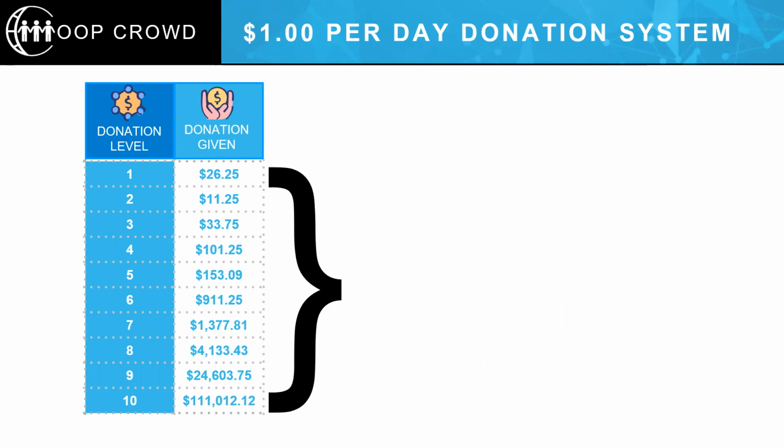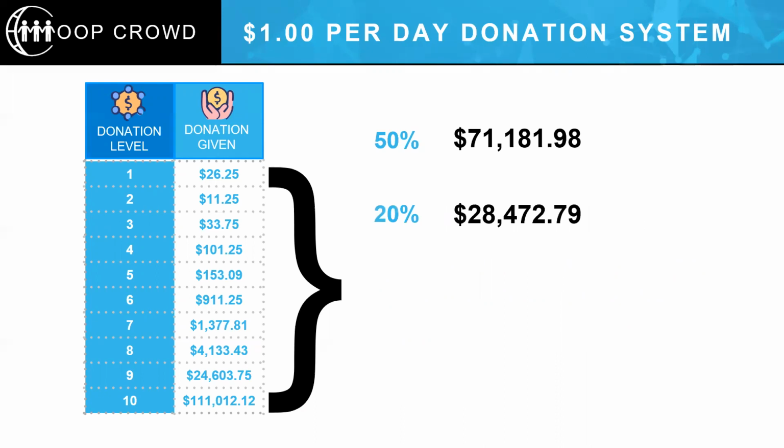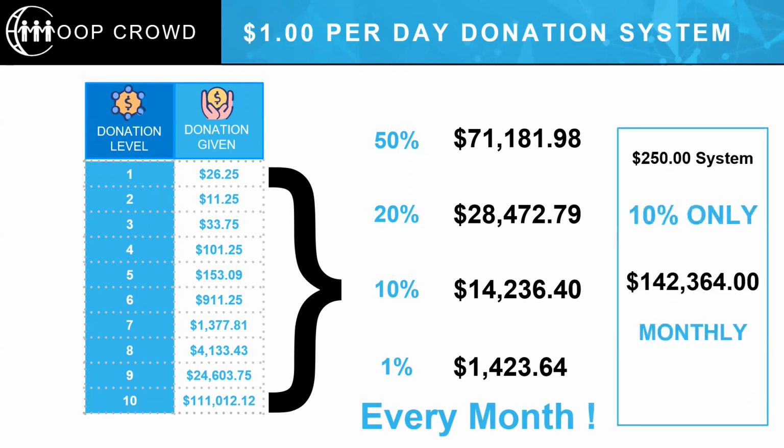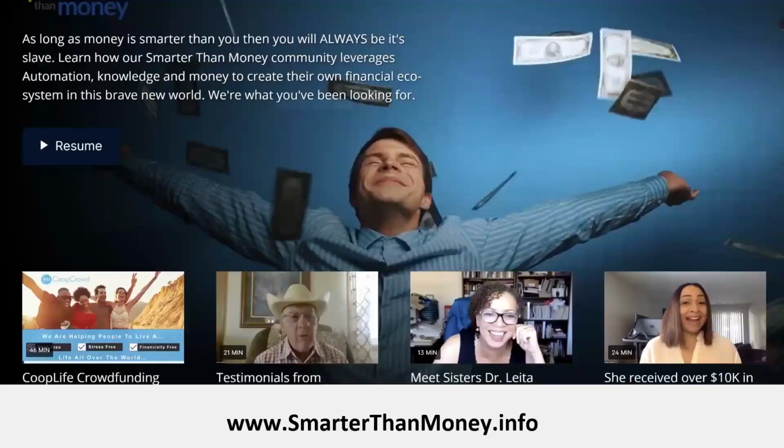$142,000 per month. Now, let's say that you got it 50% right. That's still $71,000, or even 20% right, that's $28,000. 10% is $14,000. And even a whopping 1% right, you're still at $1,400 per month. And don't forget, if you supersize it with the $250 matrix, that's adding a 0 to all of these numbers. And even at only 10%, that's over $142,000 per month.